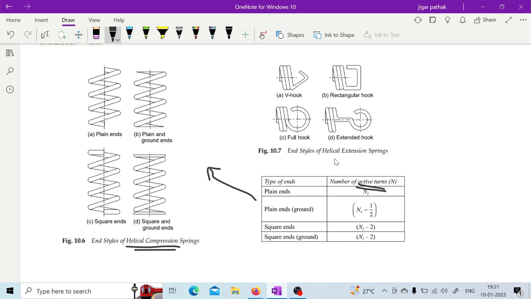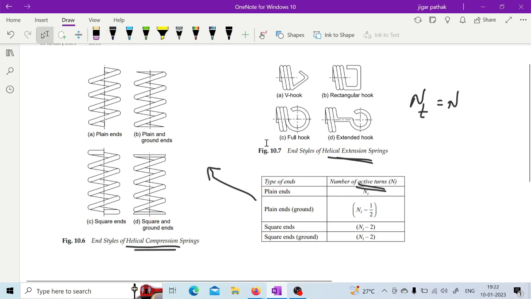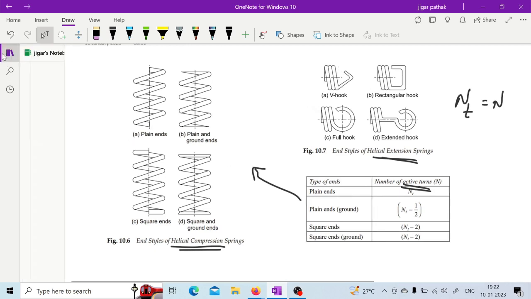And in case of this helical extension spring, your total active turns are the total number of turns only, because in that you are not having those inactive turns as in case of this helical compression spring. So various types of end style for helical extension spring are also mentioned in this particular figure, right? So this is how we are having this helical compression spring and helical extension spring ends, right?